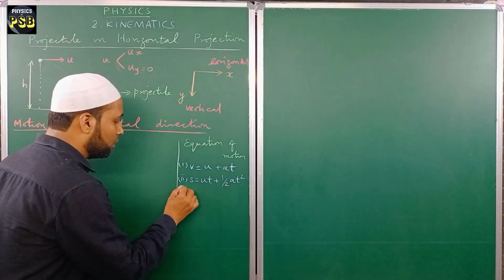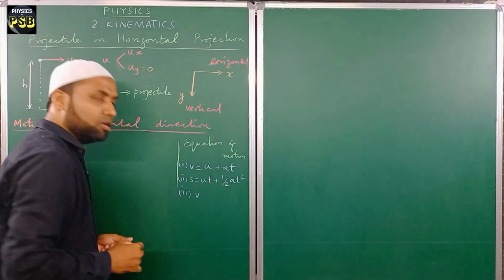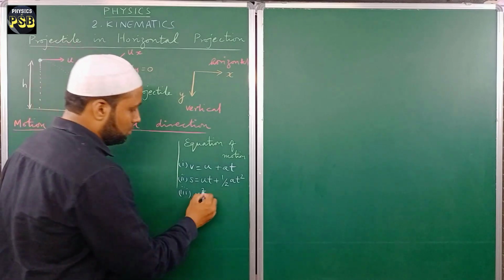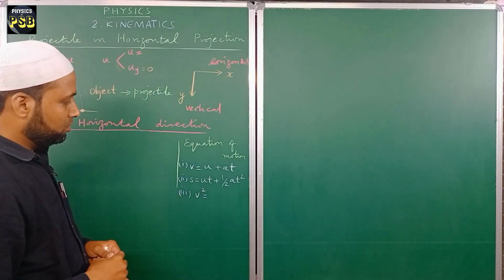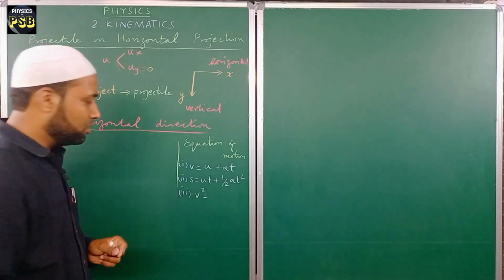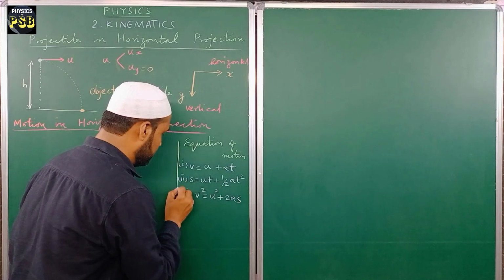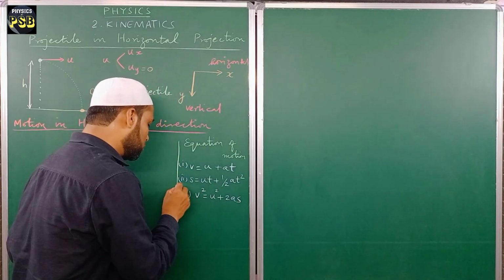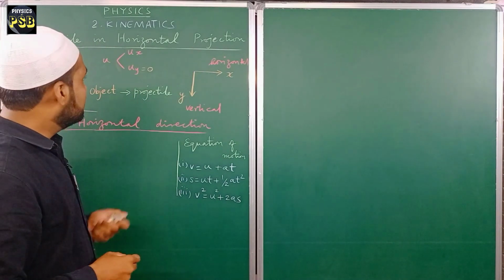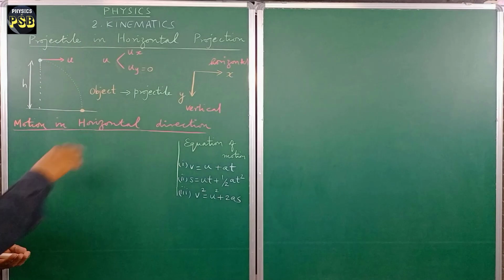The third equation of motion gives the velocity, or we can say gives the position of an object at a particular time. v square is equal to u square plus 2as. These are the equations of motion. I am going to use them here to discuss our problem. Now, motion in horizontal direction.